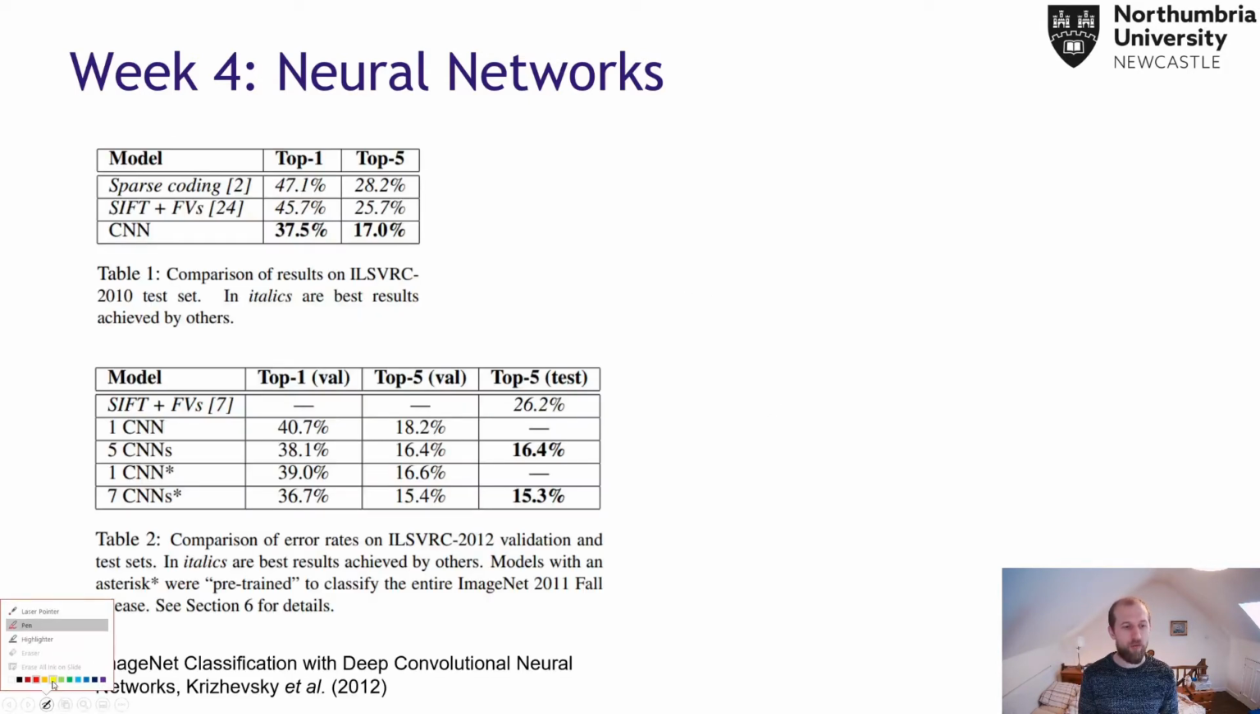So I'm going to start off by going into this paper, which is ImageNet Classification with Deep Convolutional Neural Networks from 2012. I'm not going to go straight into the details of the paper, but I want to show you these results. And this is the turning point for artificial intelligence. Since this paper was released in 2012, the interest in AI has skyrocketed.